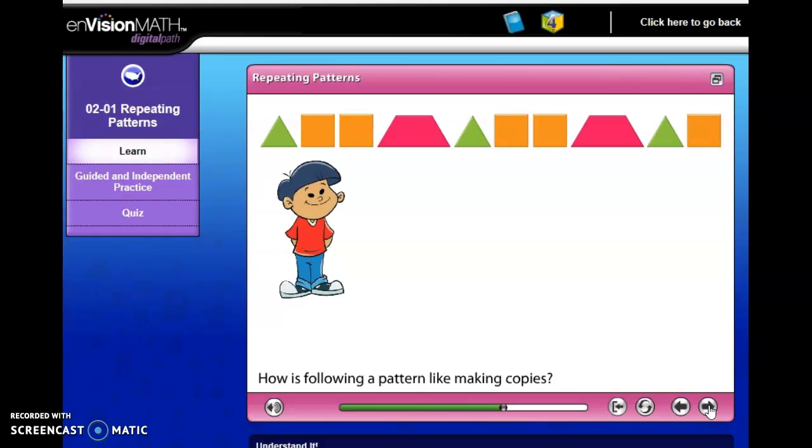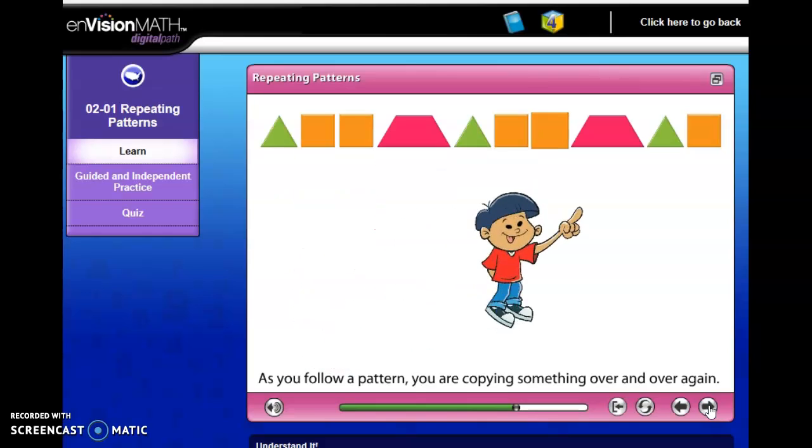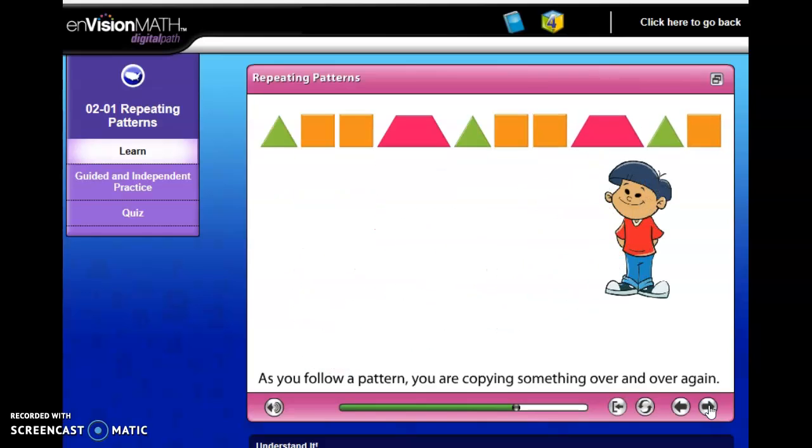How is following a pattern like making copies? As you follow a pattern, you are copying something over and over again. Continue the pattern.